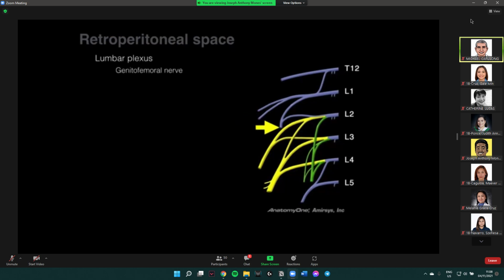Then we've got the genitofemoral nerve that branches off of L1 and L2. We have our lateral femoral cutaneous nerve that comes from L2 and L3 ventral rami. We have our femoral nerve that comes from L2, L3, and L4 ventral rami. And then we have our obturator nerve, which also comes from L2, L3, and L4 ventral rami. And then the connection to the sacral plexus is called the lumbosacral trunk from L4 and L5.